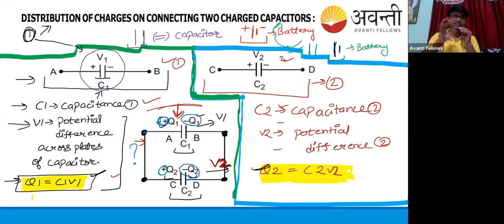Then initially there will be charges, the first having Q1, the second having Q2. There will be no charge flow. But with time, charge will flow from higher potential to lower potential. Initially there is no flow, but as time passes, there will be charge flow. The reason is that there is a potential difference: either V1 is greater than V2 or V2 is greater than V1.